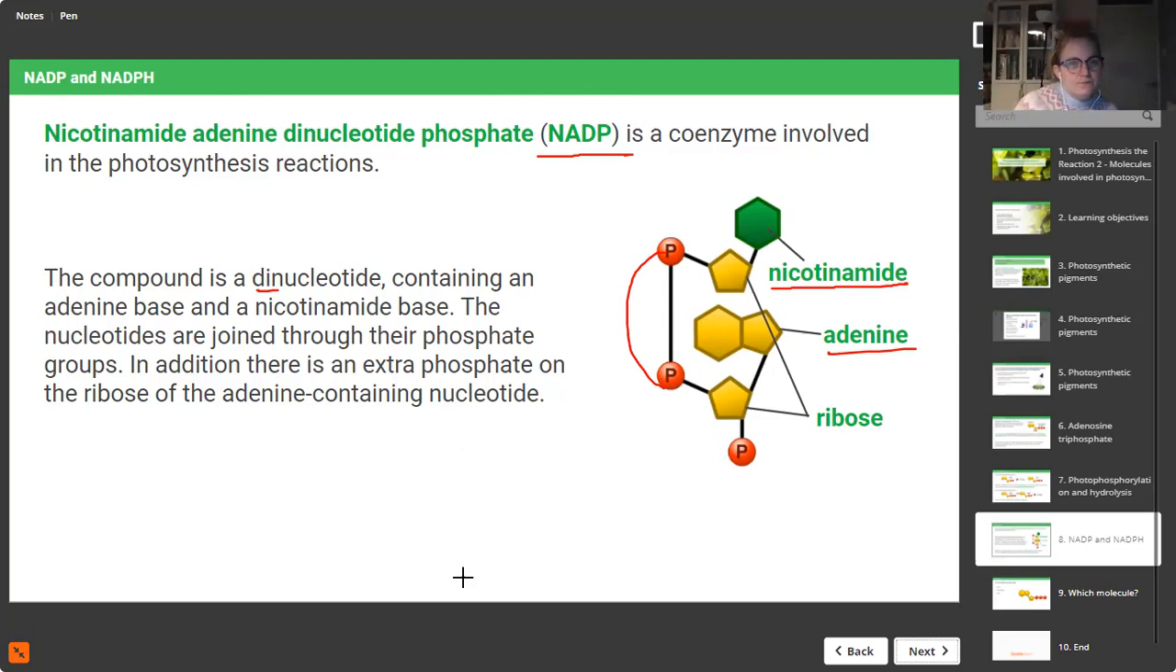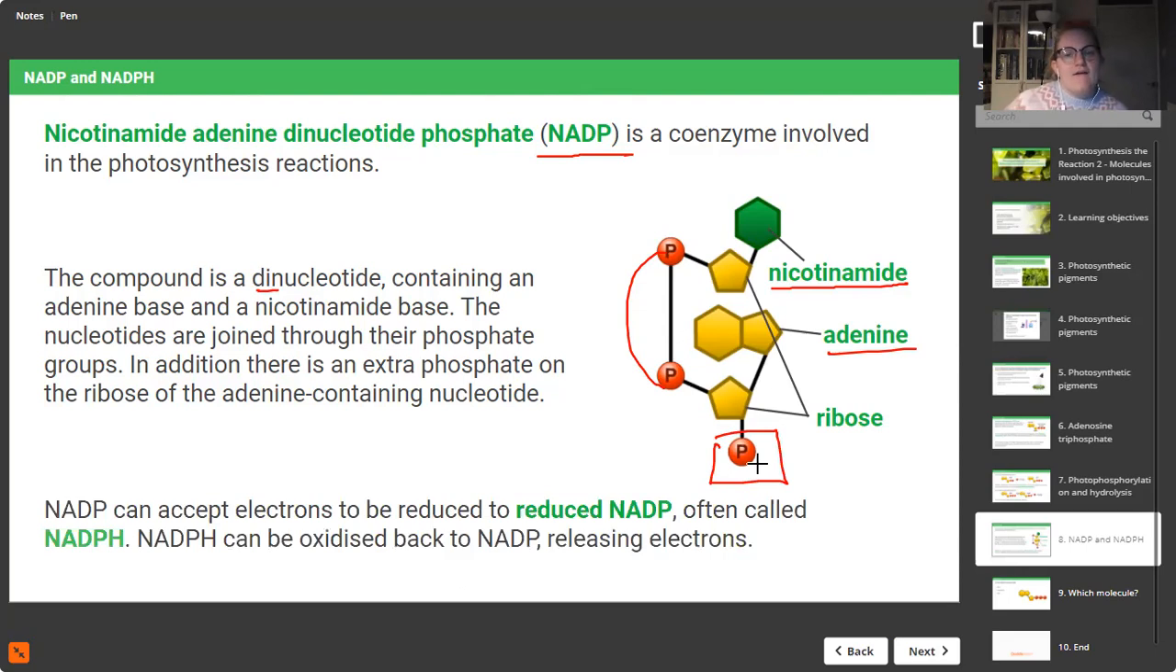In addition, in this molecule, we also have an extra phosphate, and that's really important to remember. That's on the ribose of the adenine containing nucleotide. So we have this extra phosphate at the bottom. This extra phosphate is really, really important because NADP can accept electrons to be reduced to become reduced NADP.